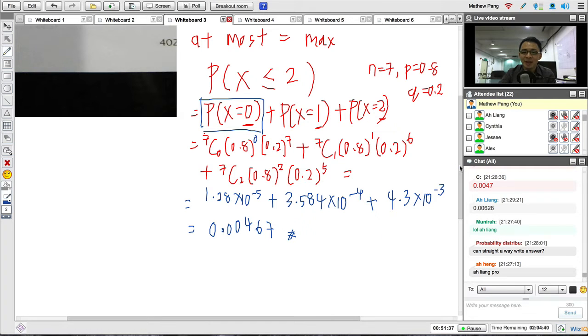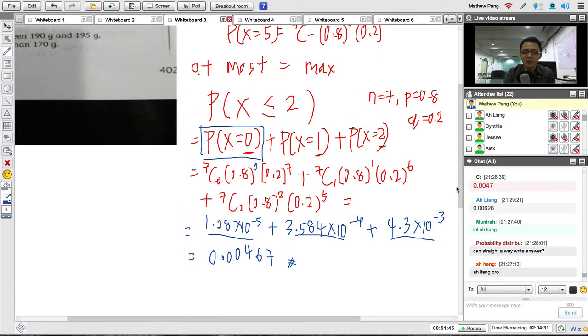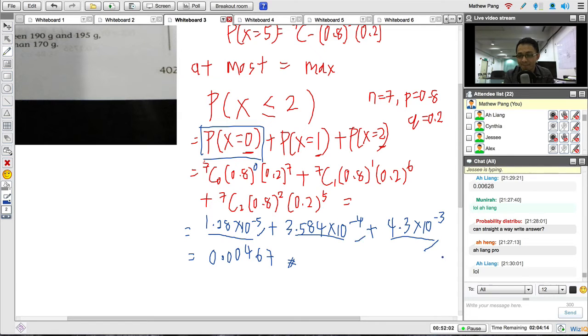I will recommend you to write the working here first before you straight away go to the final answer. Because why? Because a lot of students tend to make careless mistakes. If you straight away write the final answer here, you have to make sure this one is 100% correct. If not, you will lose marks. But if you write this step, at least you will still get some marks on this step. Even if this one is wrong, you will get some marks for this step.